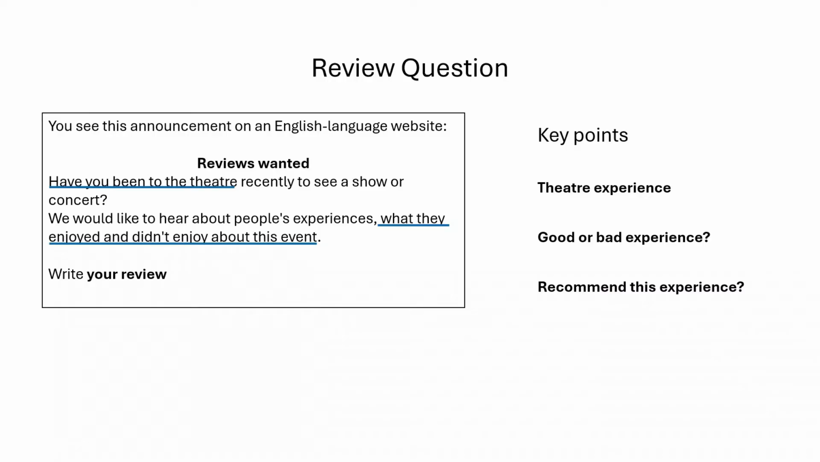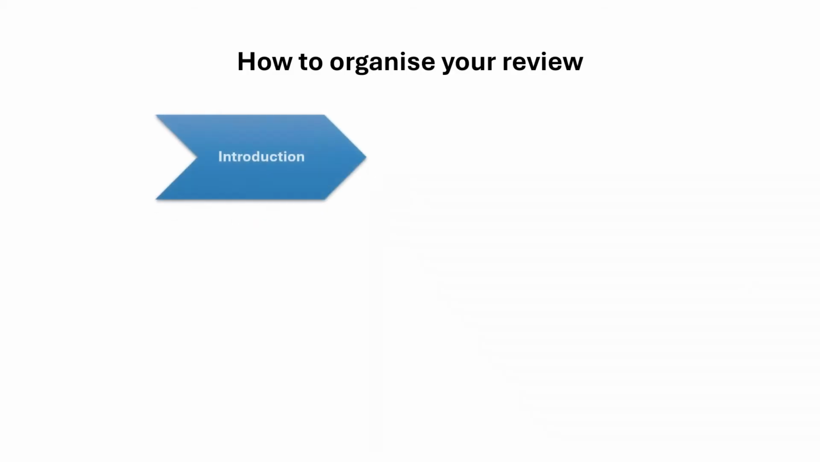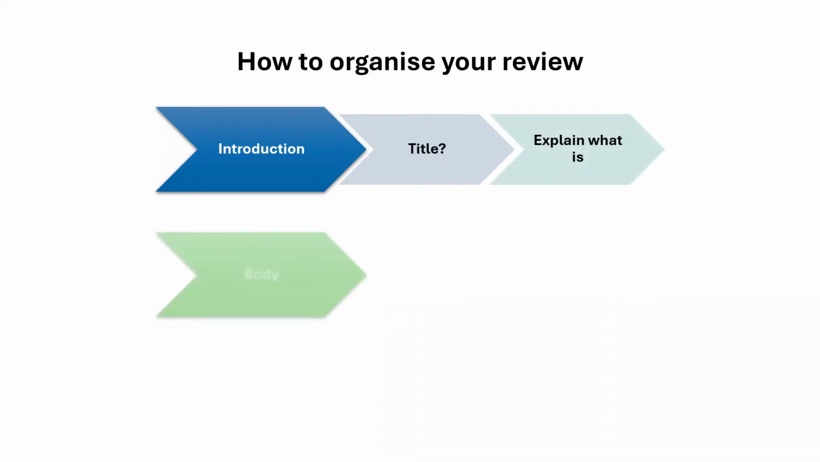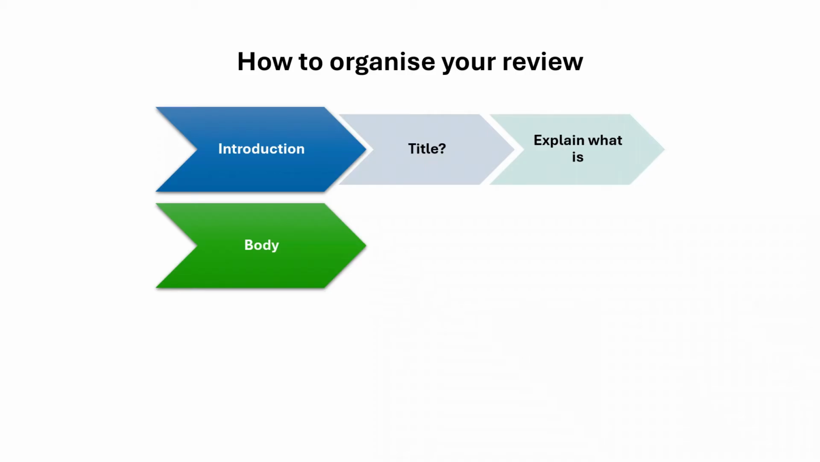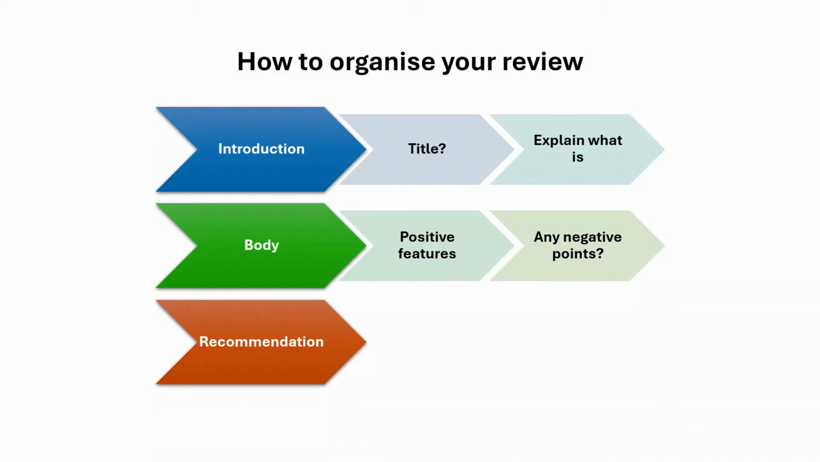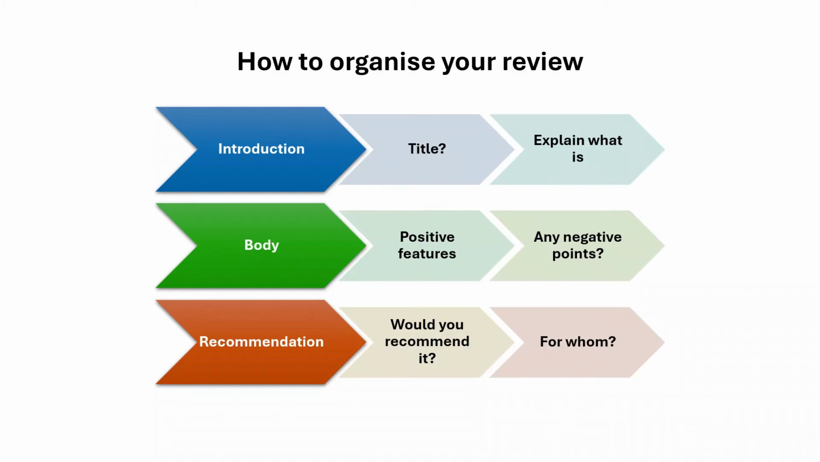So let's look at how we organize our review. And similar to other types of writing, we have an introduction, and in the introduction, we may give information about the title or the name of something. We may also explain a little bit about what it is. In the main part or the body of the review, we'll talk about the positive features, and we'll also talk about any negative points. And then finally, there's the recommendation. And the question is, is this something you would recommend to somebody? And if you would recommend it, who would you recommend it for?